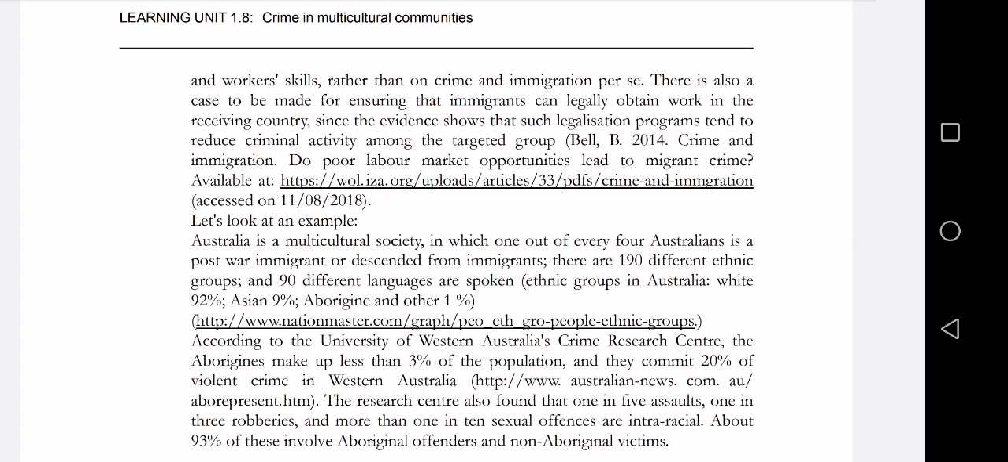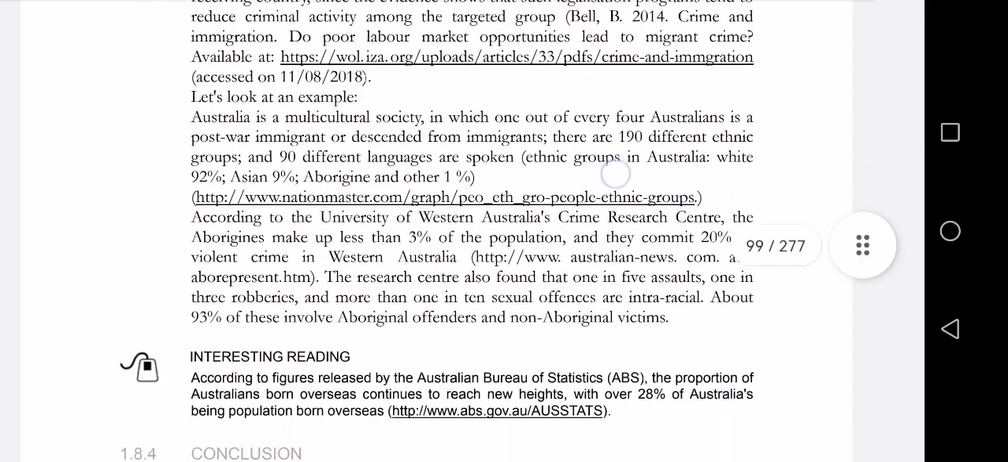There is also a case to be made for ensuring that immigrants can legally obtain work in the receiving country, since the evidence shows that such legalization programs tend to reduce criminal activity among the targeted group. Bell B., 2014, Crime and Immigration: Do poor labor market opportunities lead to migrant crime? Available on this website. Let's look at the example.